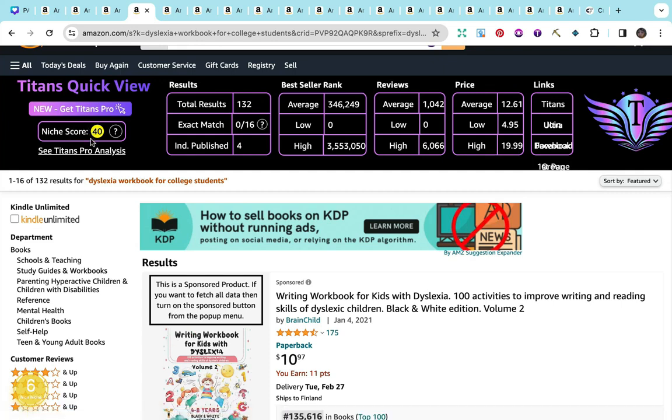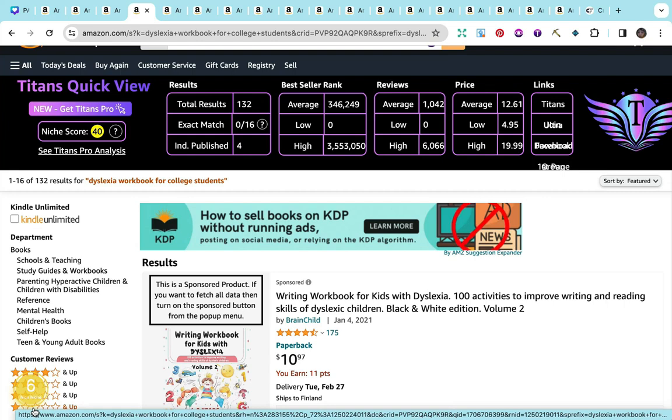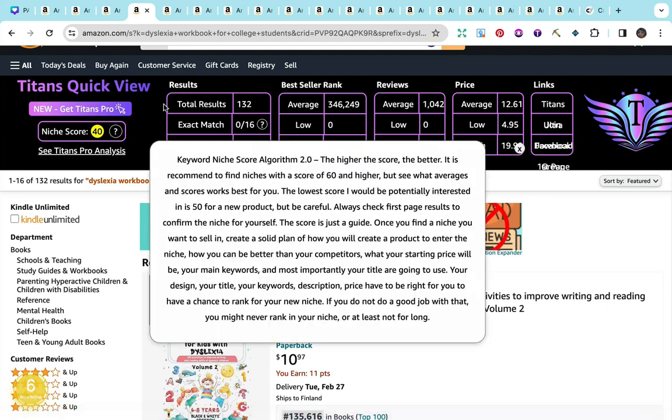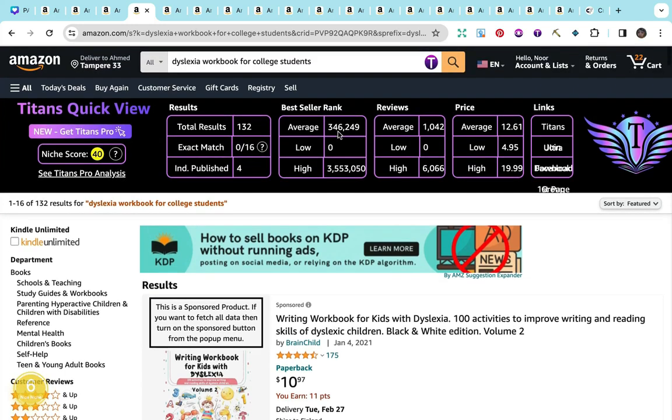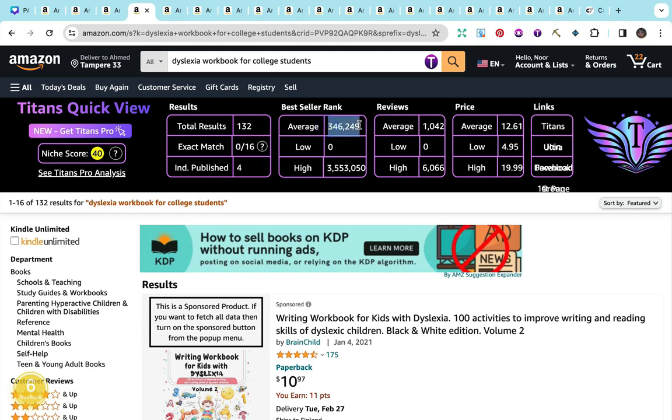So we have a keyword niche score of 40 by Titans, and we have a keyword niche score number 6 by Amazon's Canva Pro Chrome extension. Both complement each other beautifully. Coming to the total results, they are at under 1,000, and the total results are 132. We also have the average bestseller rank sitting within that 300,000 range, so that is also a good indication, and it is sitting at 346. The average reviews are 1,042.